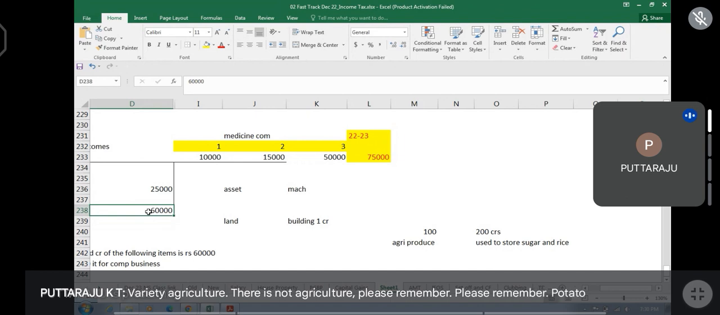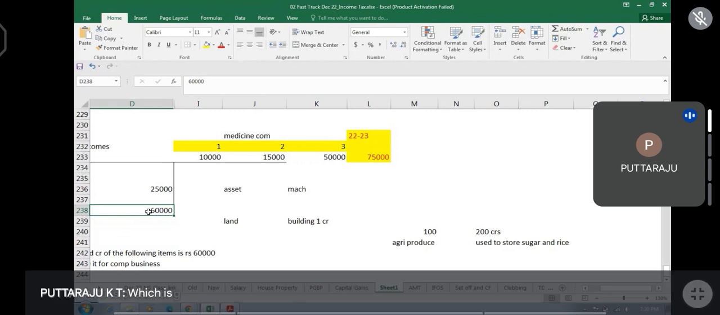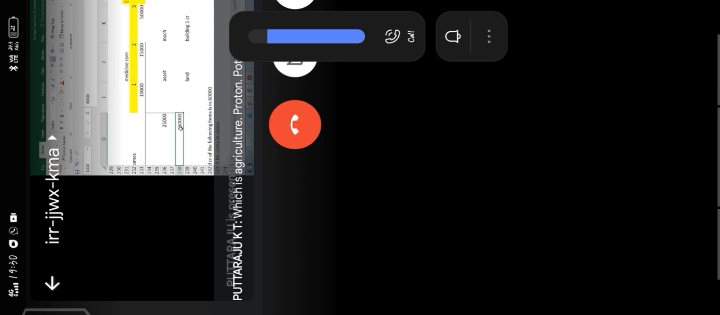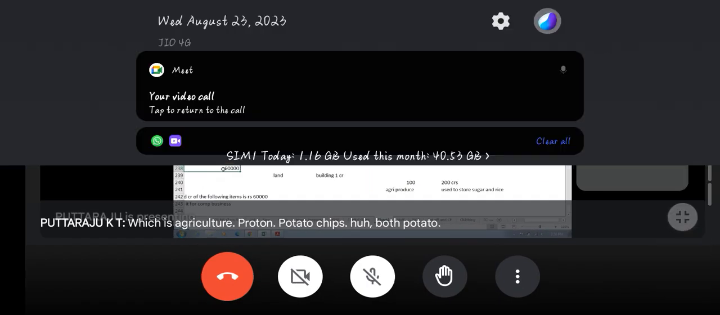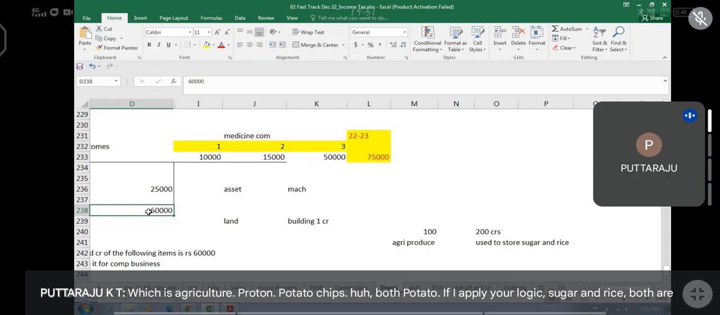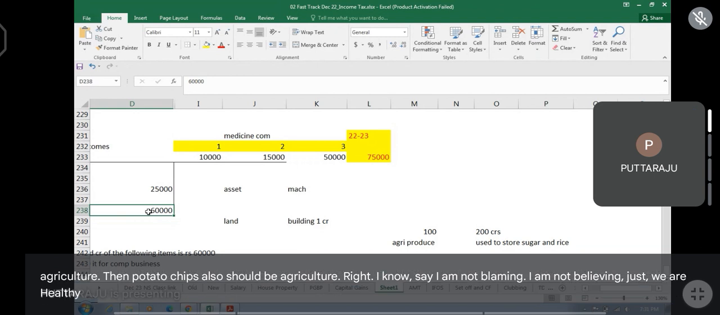Potato and potato chips, which is agriculture? Potato. If I apply your logic, sugar and rice both are agriculture, then potato chips also should be agriculture, right? I stand corrected. See, I am not blaming. A healthy argument is always good.